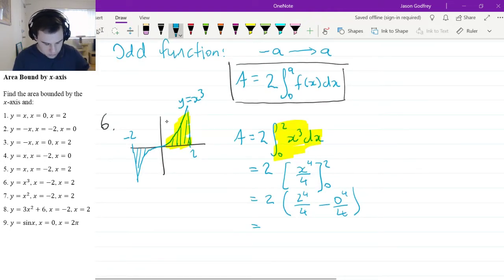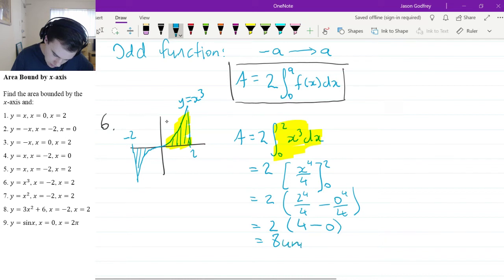And what's 2 to the 4? 2, 4, 8, 16 over 4 is 4. So we've got 2 times 4 minus 0 over 4. So we'll get 8 square units.